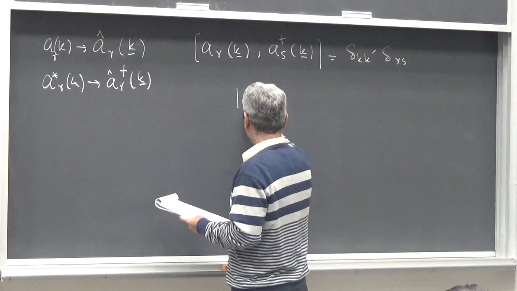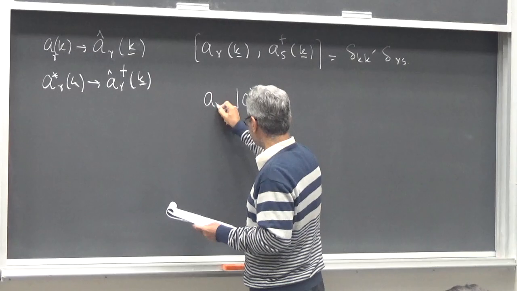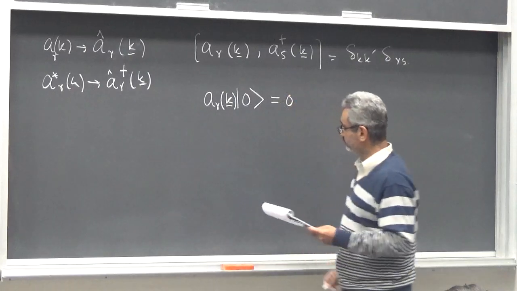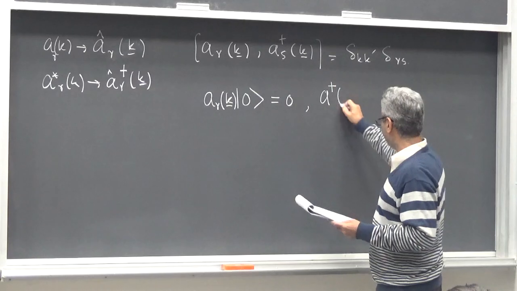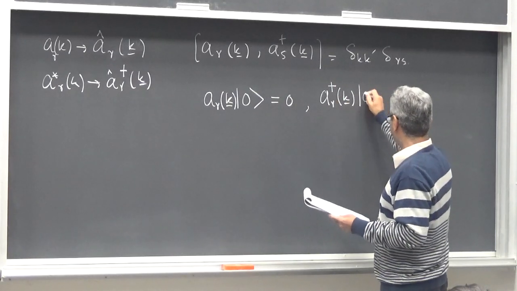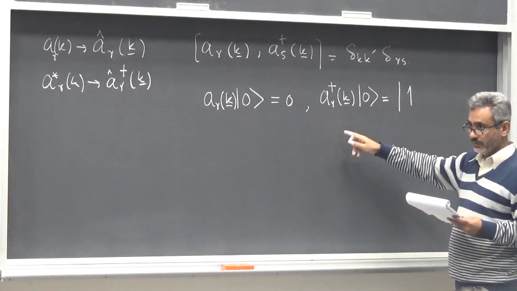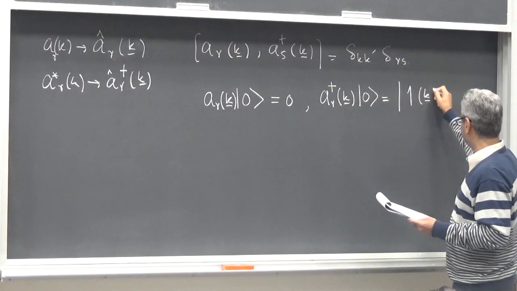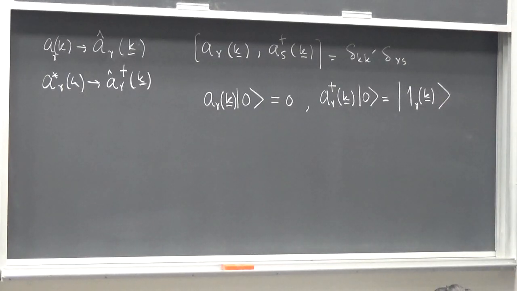So you define a state, which is the vacuum, which is defined by the fact that for any value of R and any value of K, A_R of K acting on it gives 0. Right? And if you have A dagger_R of K acting on the vacuum, this creates a quantum of the field of this momentum, right? And this polarization.